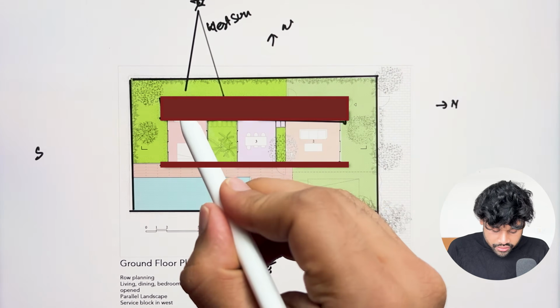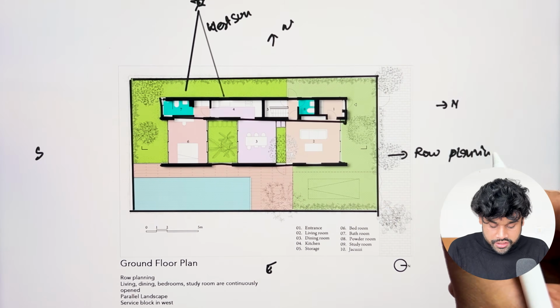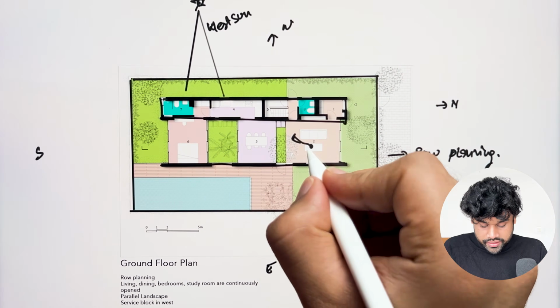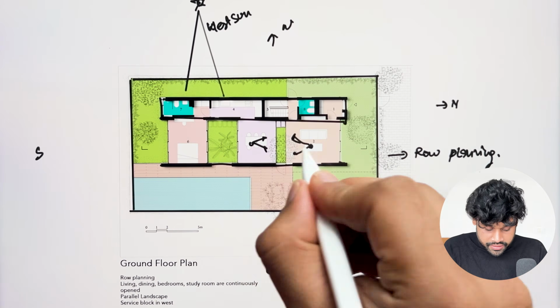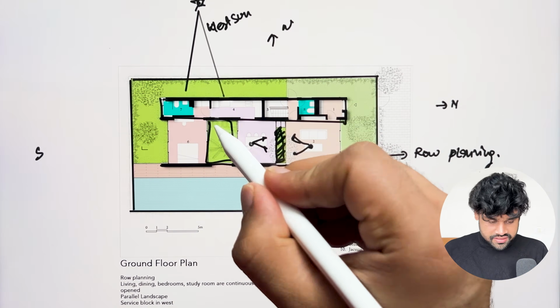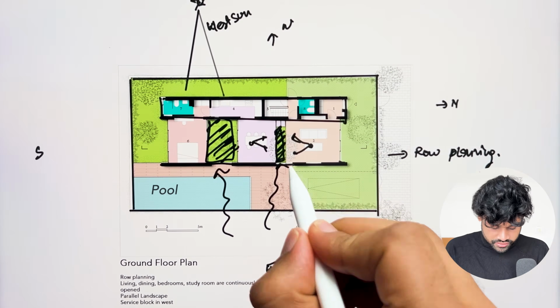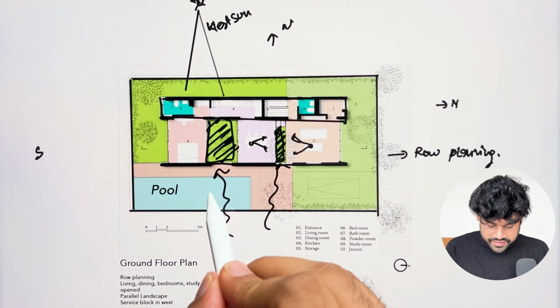The overall house has a row planning and the functions are arranged one by one in a continuous fashion. So these spaces also have a view of each other, and in between these spaces there are different green spaces. So the wind enters from the east direction and the house becomes more passive, and cool wind enters into the house passing through the pool area which is in the east side.